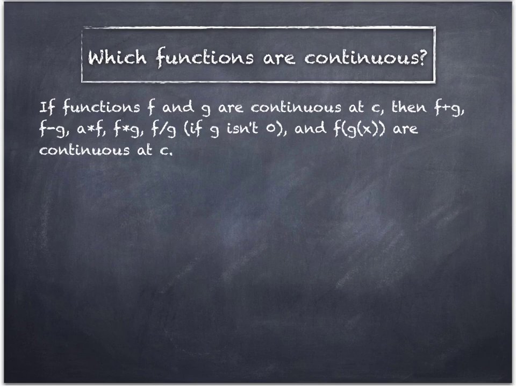So which functions are continuous? Easy looking at a graph, but what if you're just given a function? Well, if functions f and g are continuous at c, then adding the two functions, subtracting the two functions, multiplying one of the functions times a constant, or multiplying the two functions or dividing the two functions, so long as you are not dividing by 0, and composing the two functions are continuous at c. So to sum up, if two functions are continuous, combining those two functions in any way, shape, or form will also give you a continuous function as long as the denominator is not 0.